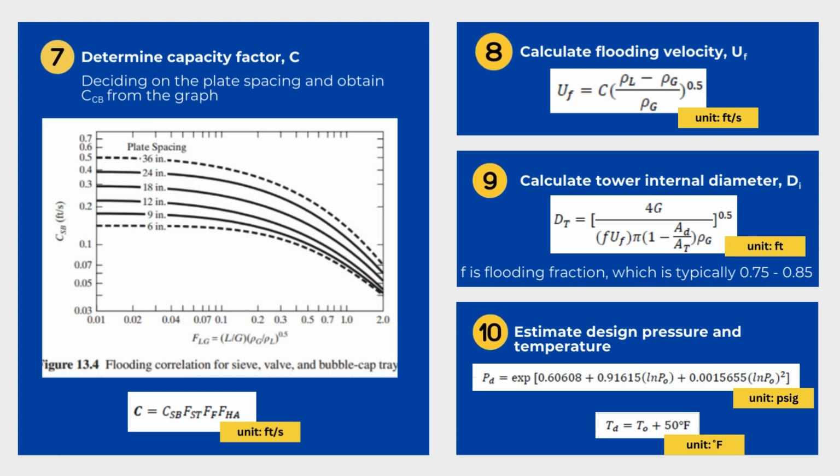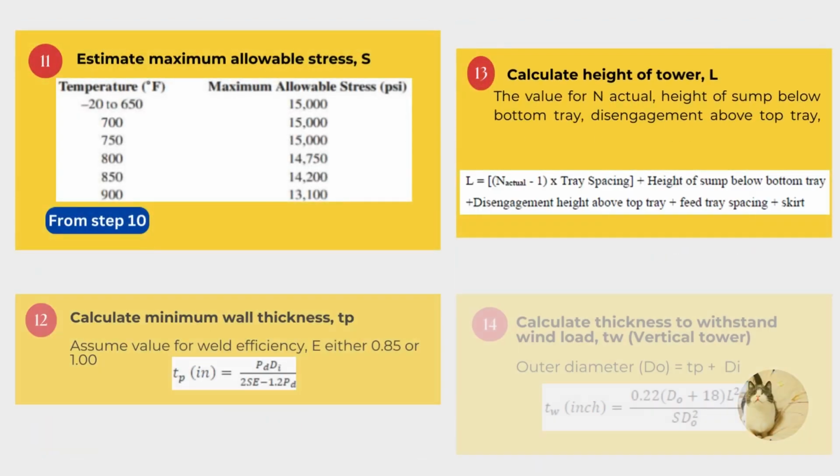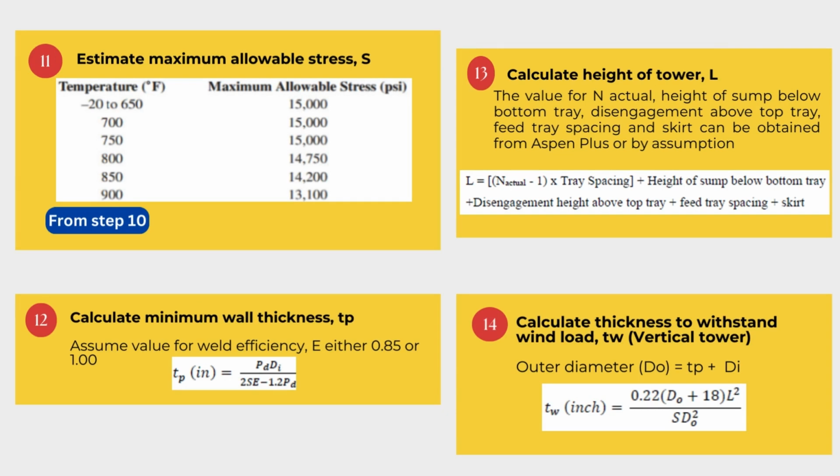Next, you can estimate the design pressure and temperature by using the formula given. After that, you can estimate the maximum allowable stress by using the design temperature obtained in step 10. You should calculate the minimum wall thickness and assume the value for weld efficiency, either 0.85 or 1.